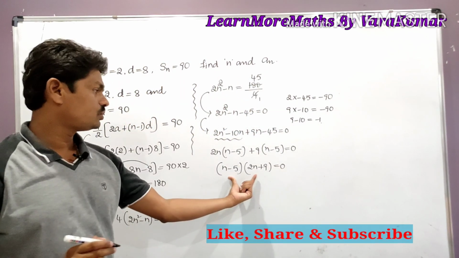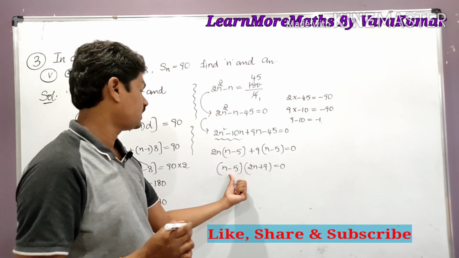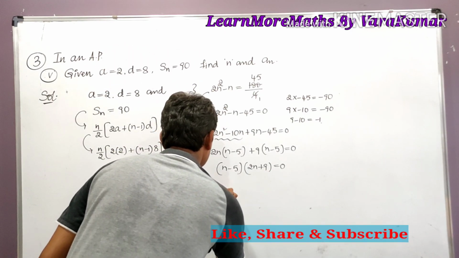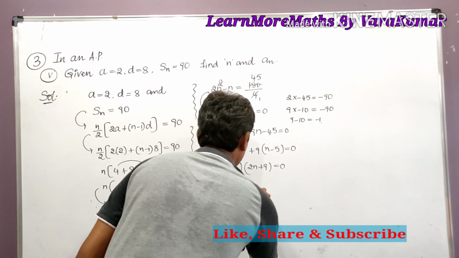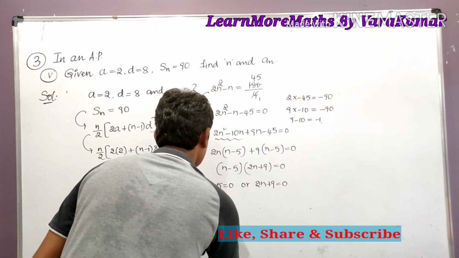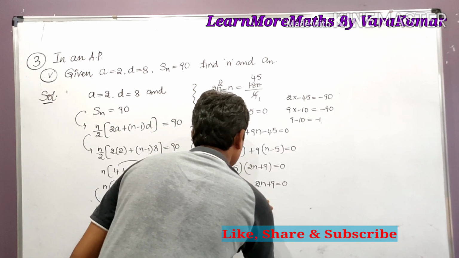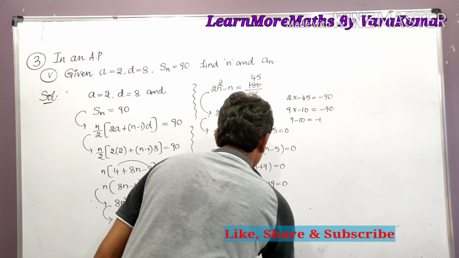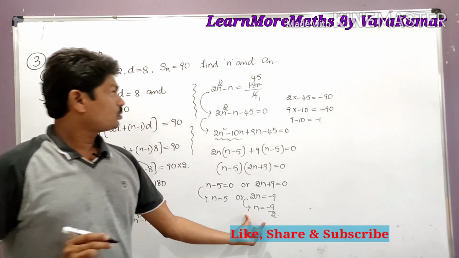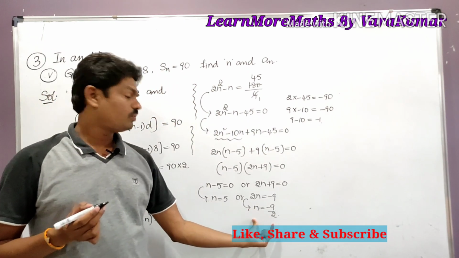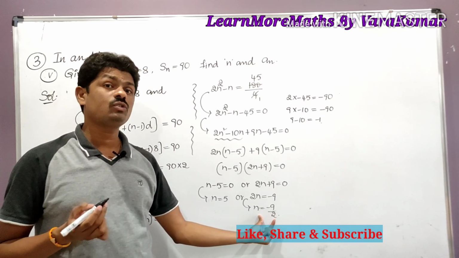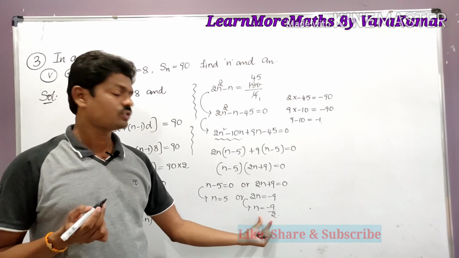So the product of these two is equal to 0. It is possible only if either n minus 5 is equal to 0 or 2n plus 9 is equal to 0. So from this we get n is equal to 5, or 2n is equal to minus 9, so n is equal to minus 9 by 2. So student, n is the number of terms, but here n is equal to minus 9 by 2. N should always be a positive integer.